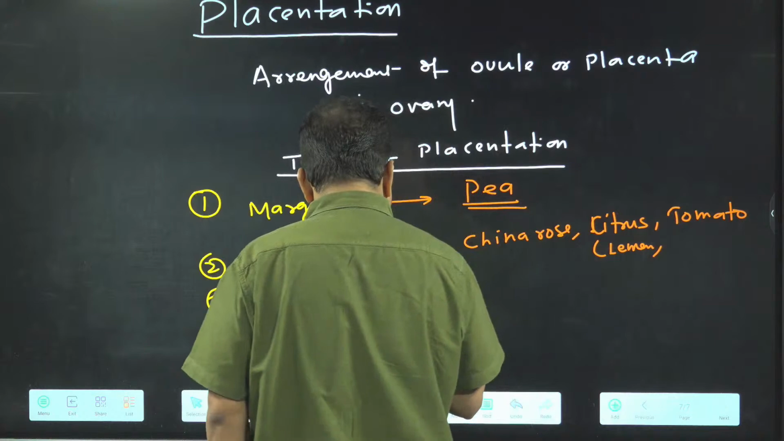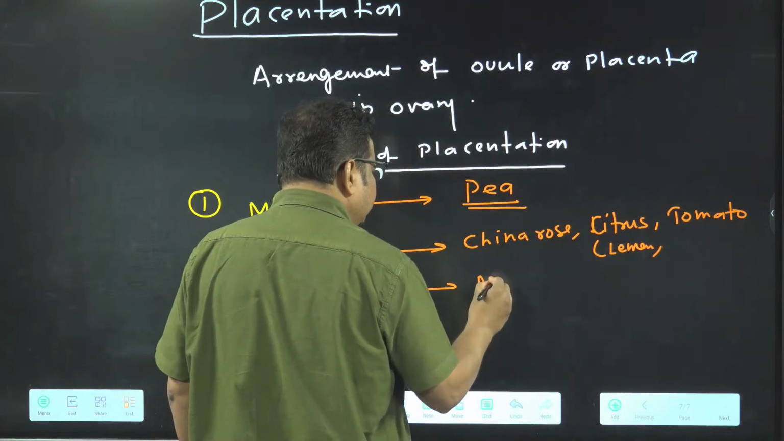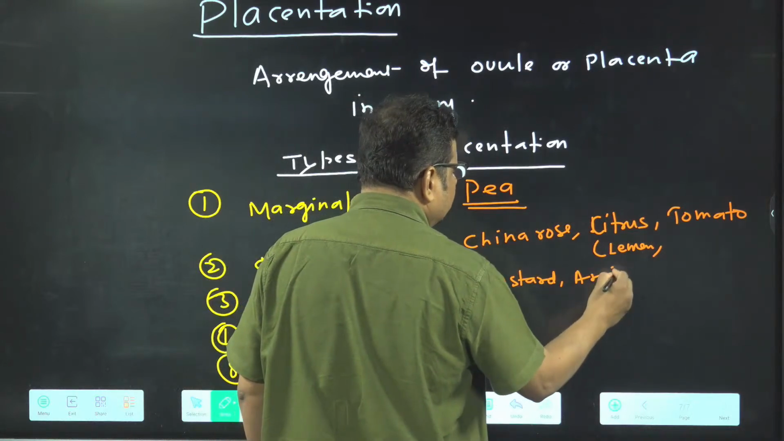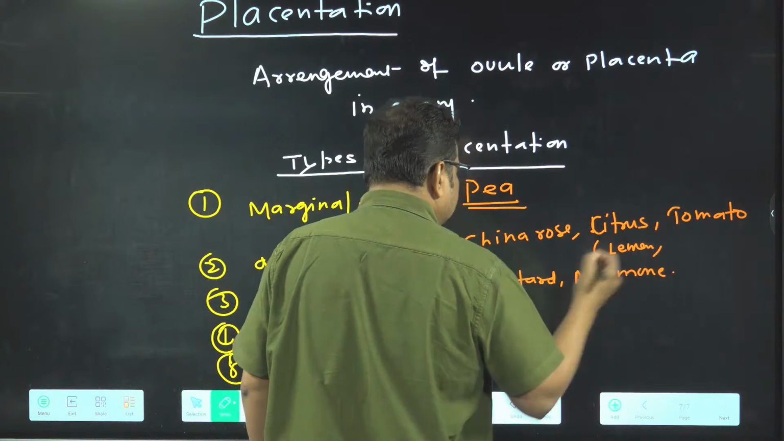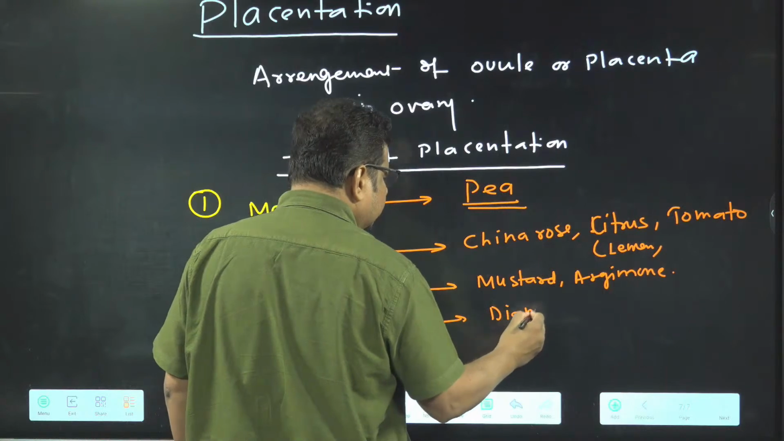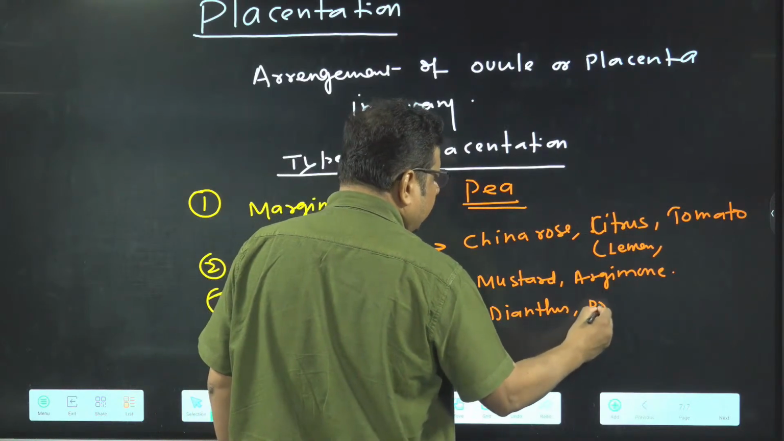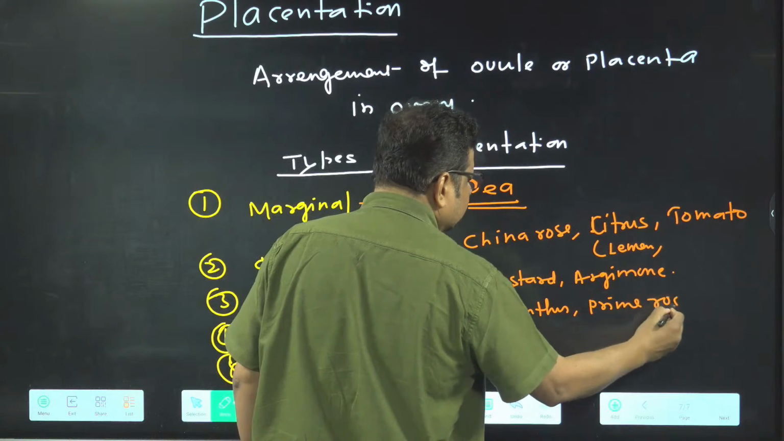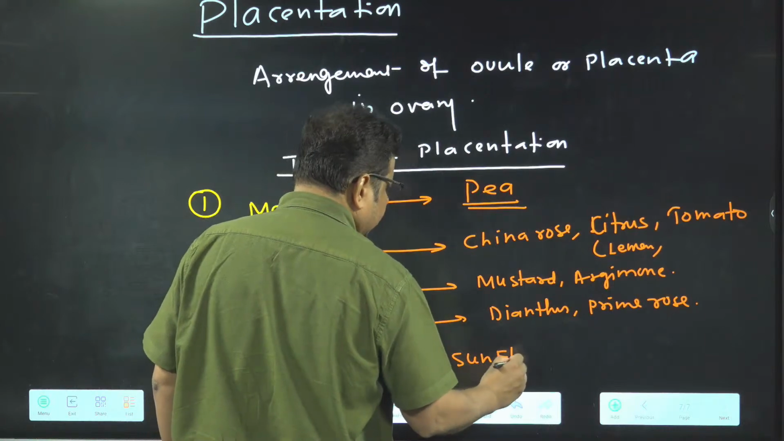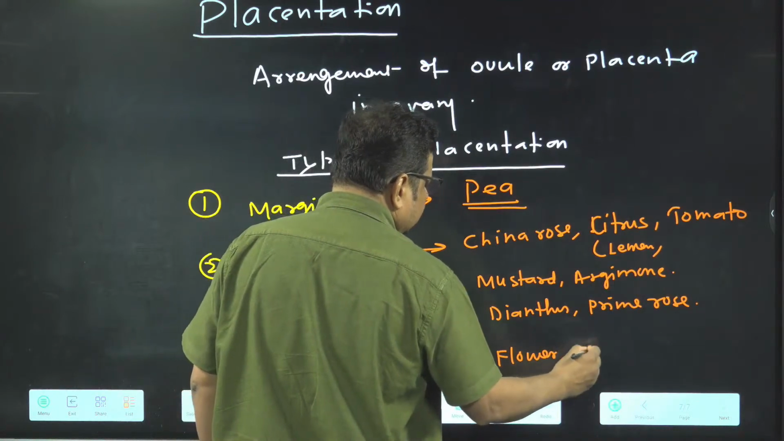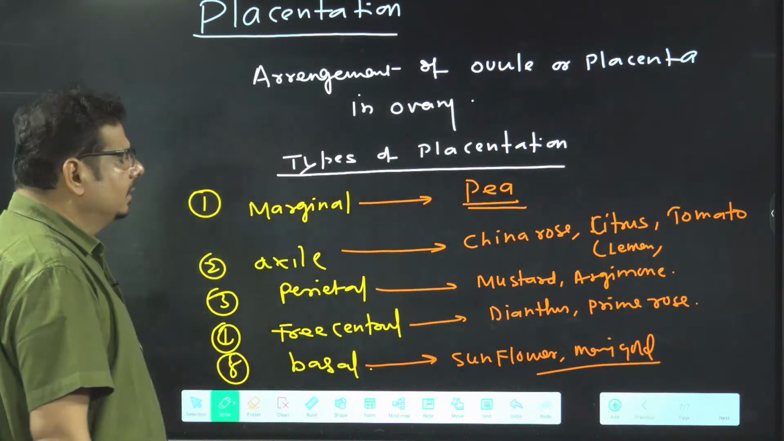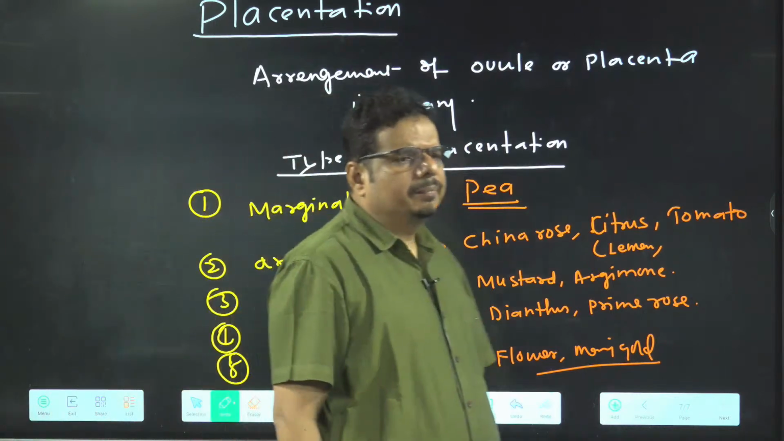Okay, now it is parietal placentation. Example given is which one? Mustard. Another example given is which one? Argemone. Now it is free central. What example is mentioned? Dianthus. And which one? Primrose. And basal example mentioned is which one? Sunflower. And another example is which one? Marigold. Okay. So these are the placentations and their examples mentioned.